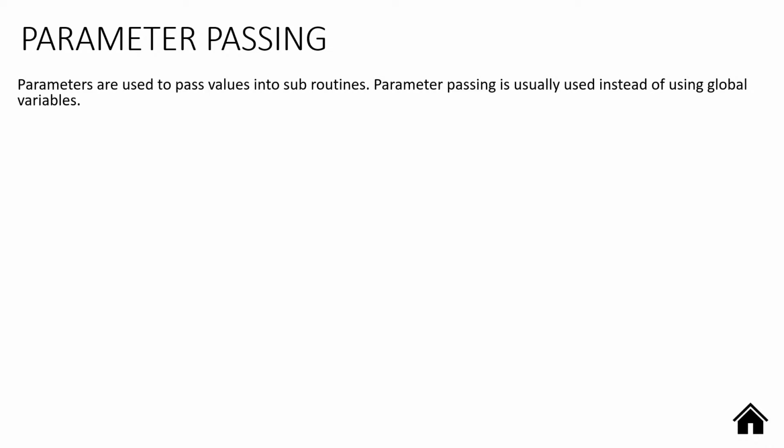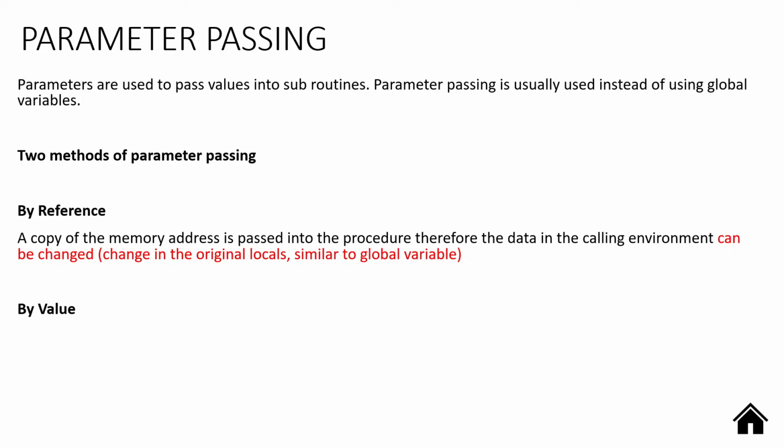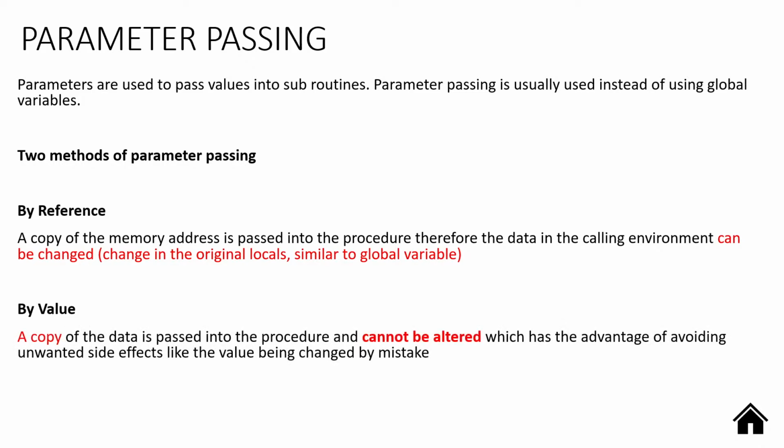Parameters are used to pass values into subroutines, and they're usually used instead of global variables, because we want to reduce global variables because of the memory usage and also for security. We always try to use local variables, and to pass data around we have two types of parameter passing: something called by reference and something called by value. This is where we left off, just after an exam question, when my Wi-Fi died.